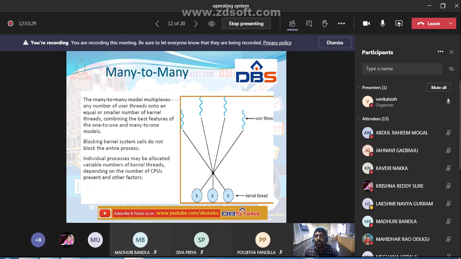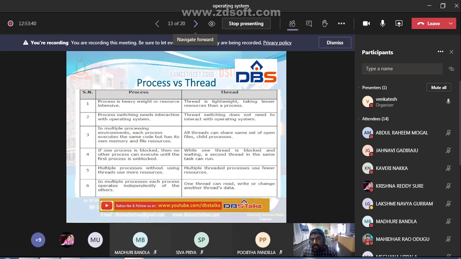That is many to many. Here, many user threads are interacting with many kernel threads. This is the representation of many to many. Next, what is the difference between process and thread?